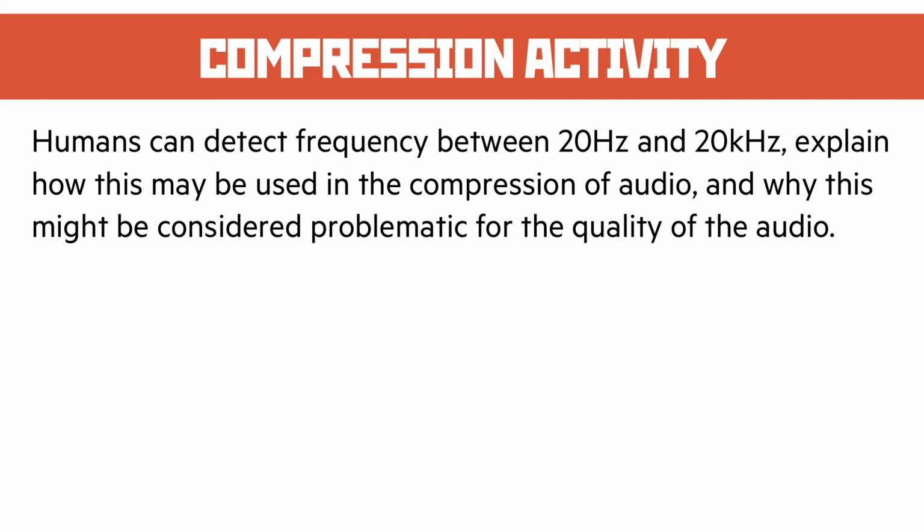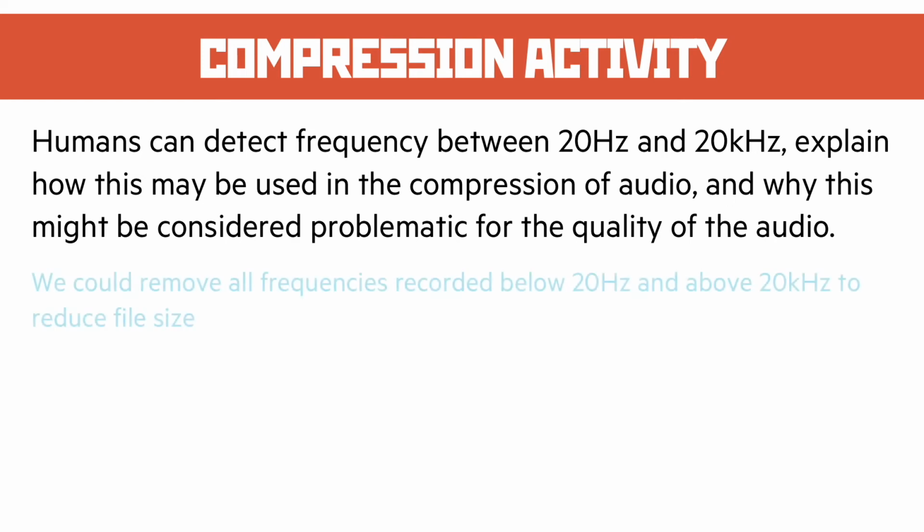Compression activity. I like this question a lot. Humans can detect frequencies between 20 Hz and 20 kHz. Explain how this might be used in the compression of audio and why this might be considered problematic for the quality of the audio. So you've recorded a concert and it's in uncompressed WAV, and the concert is some ridiculous amount of gigabytes and you want to get it down to a smaller size. How could we use that knowledge to compress it?